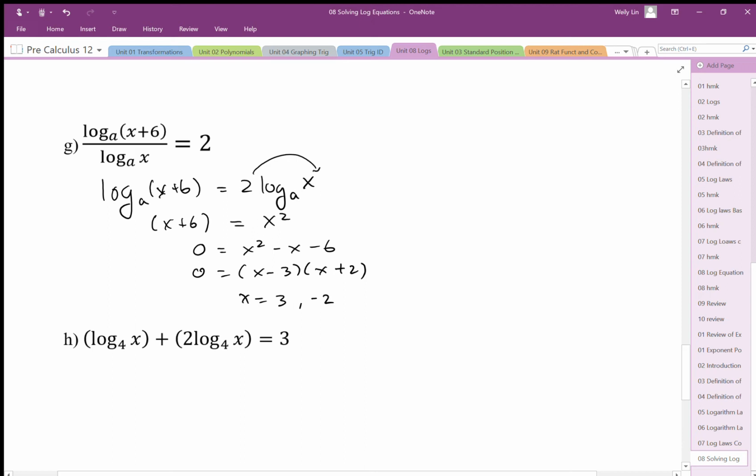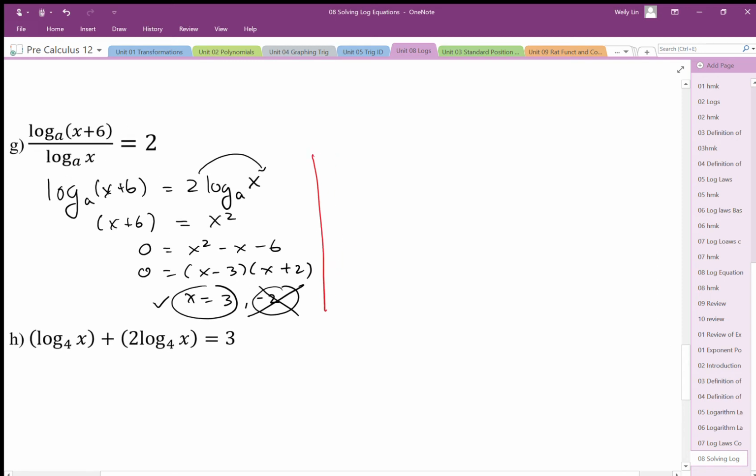Okay, plugging negative 2 back in, extraneous solution. This one is okay. Again, I'm checking for my extraneous solutions. So one way is to algebraically deal with that divide. Okay, and if we do that, we end up with logs on both sides, which we can again get rid of by dropping the logs. The other way is to do this.